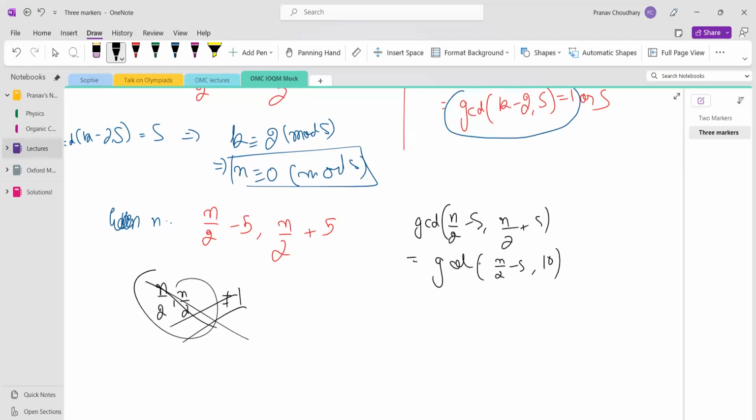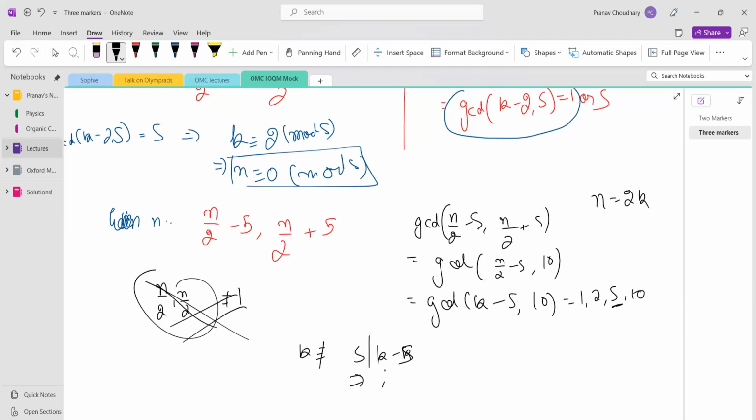Wait, is that 10? Yeah. So we can take n equals 2k. So this is GCD of k minus 5, comma 10. So clearly, if k is not equal to 0, this GCD can be 1, 2, 5 or 10. Let's see when the GCD is 5. This means 5 divides k minus 5, which implies k is 0 mod 5, which implies n is 0 mod 5, because n is just 2k.